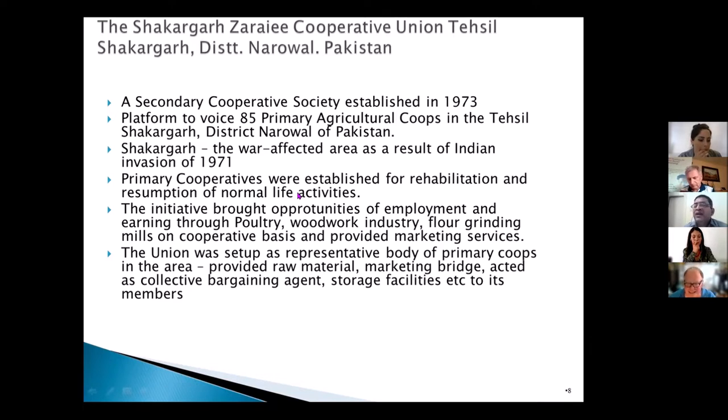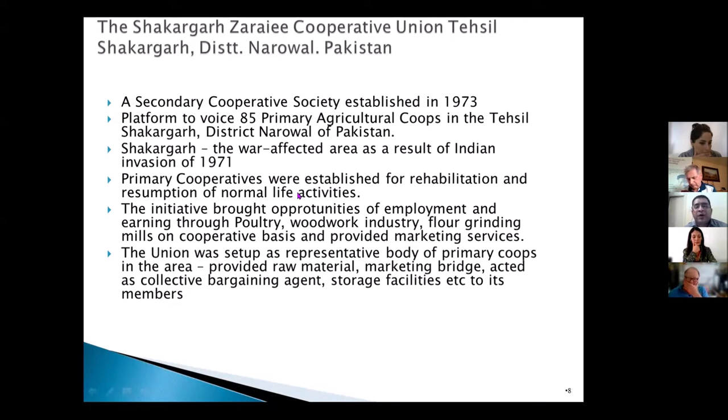Shakargarh basically is a border tehsil and it was adversely affected by war as a result of Indian invasion in 1971. The area was vastly devastated because of that war. So in order to rehabilitate and revive the area, cooperatives played a vital role and primary cooperative societies were established for rehabilitation and resumption of the normal life activities in the area.